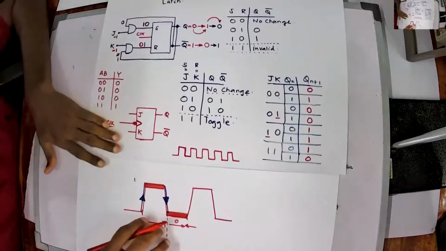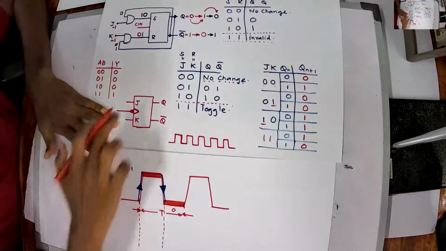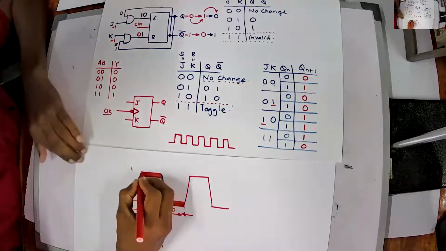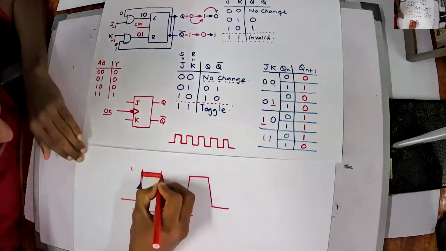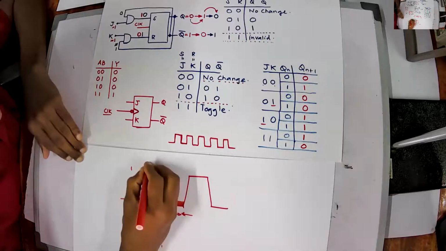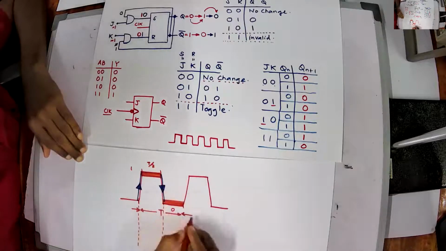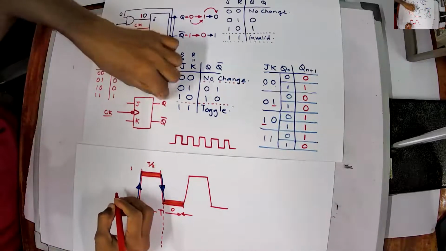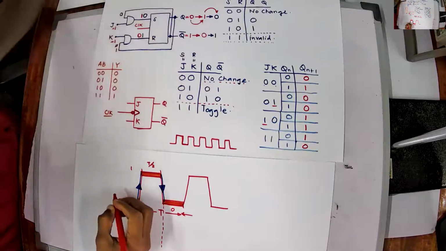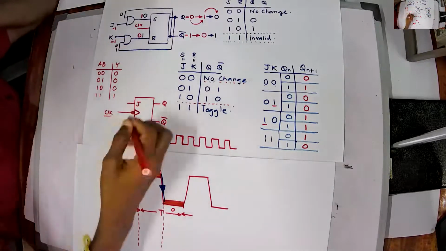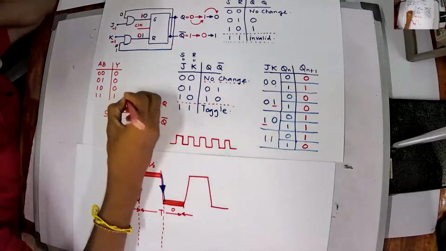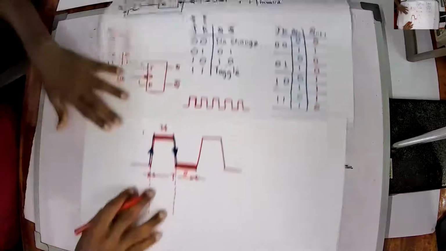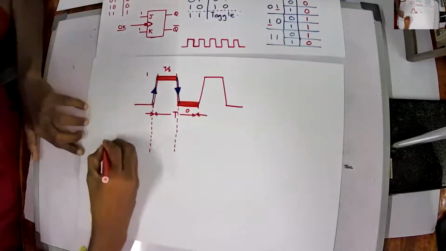For example, if it is a level triggering JK flip-flop, the flip-flop will trigger along this long time interval T by 2. Let this be T by 2. So if it is T, this will be T by 2. During that T by 2, the output is going to change based on your input. For example, now assume that you are giving 1 and 1 to the JK flip-flop. I'll draw the diagram.